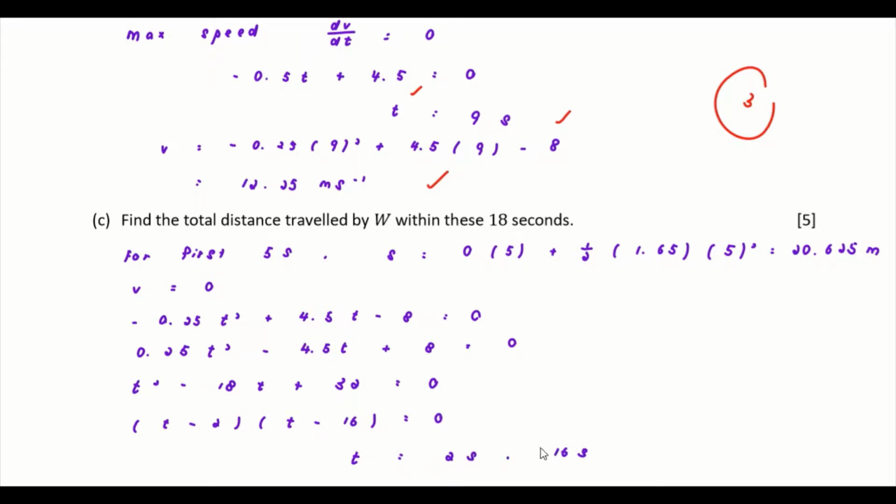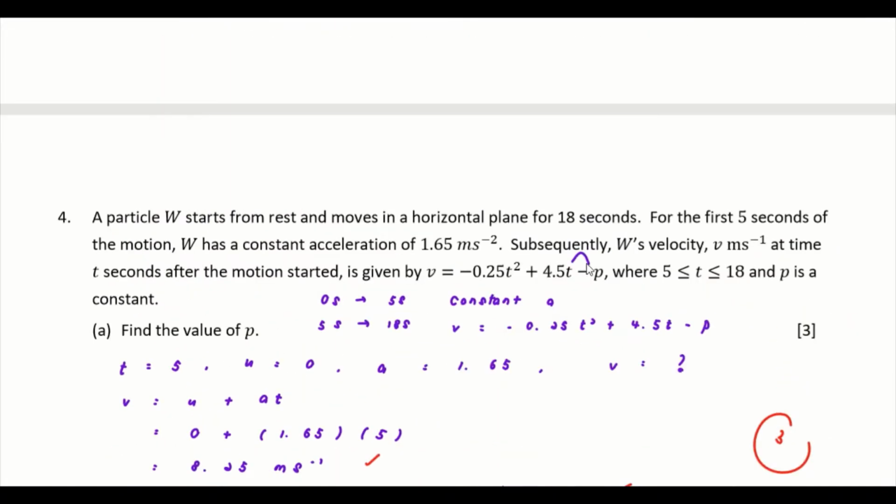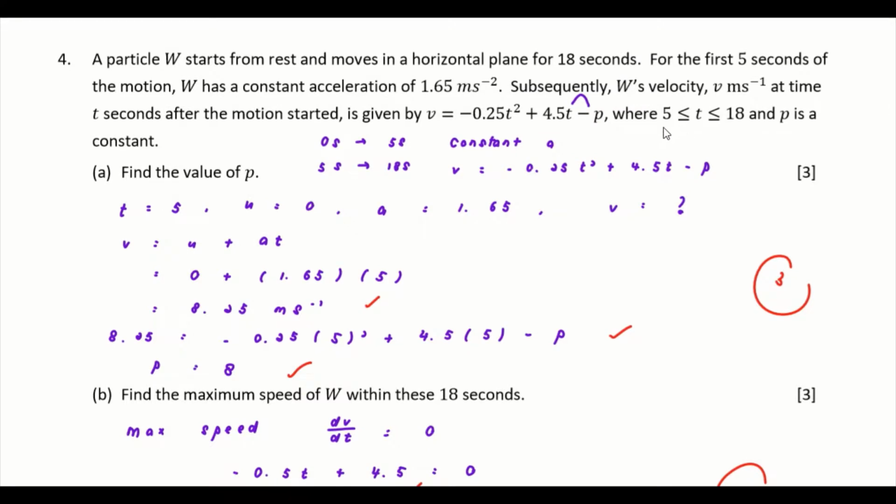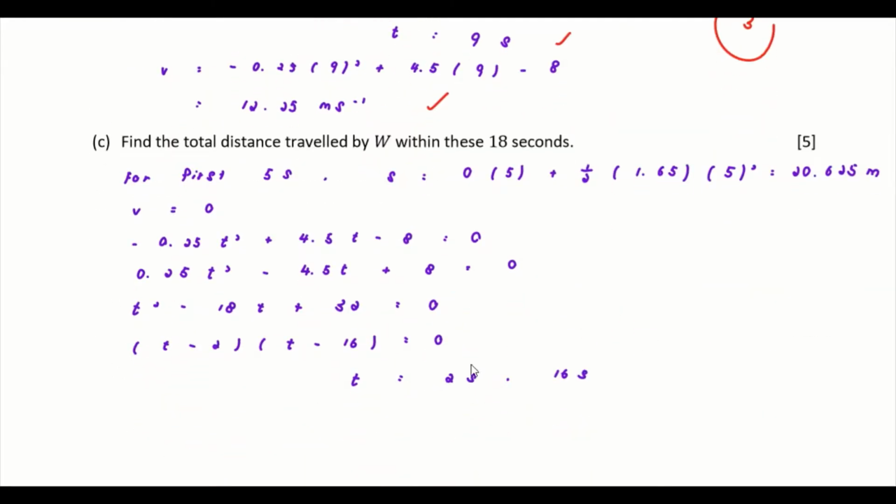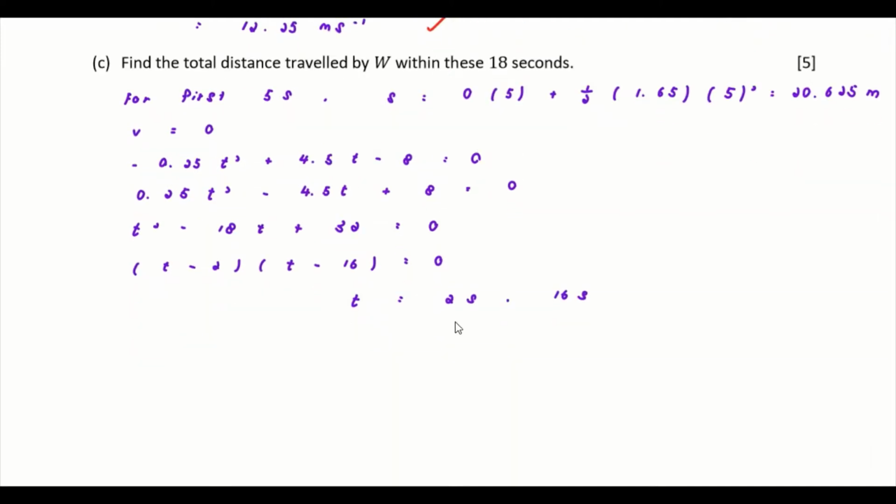Please remember that this equation only works for the time from the 5th second to the 18th second. So the change in direction at 2 seconds doesn't matter here, because for the first 5 seconds they are following the other equation that you have here. So for this question the only change in direction happens when t equals 16.